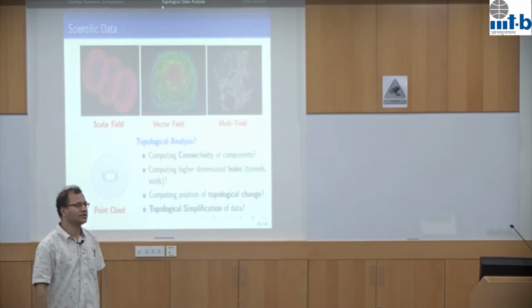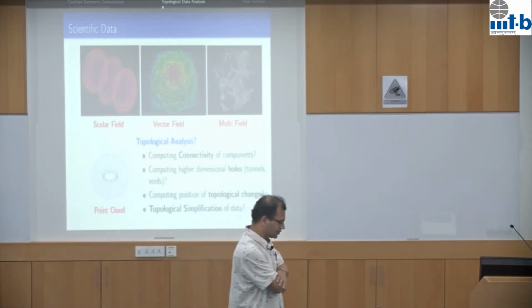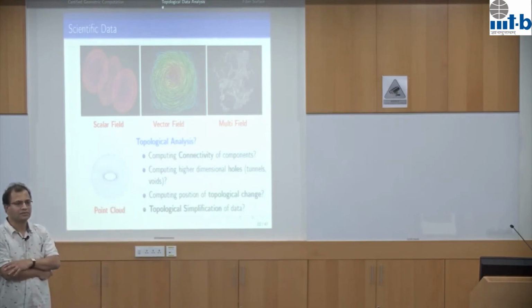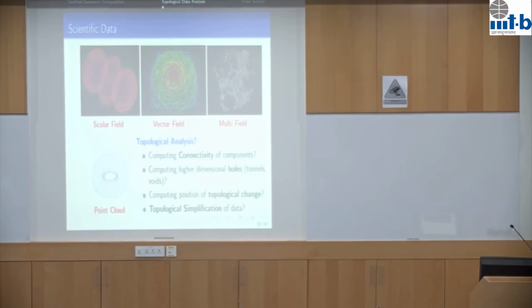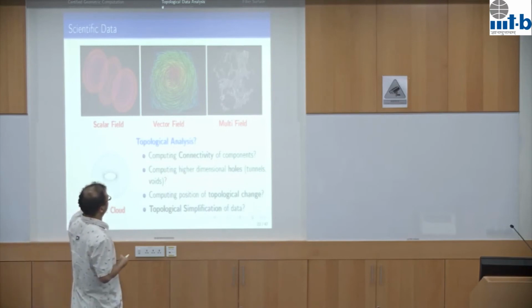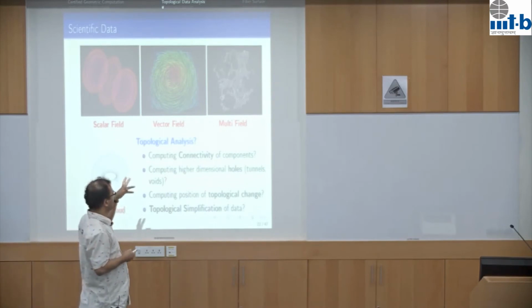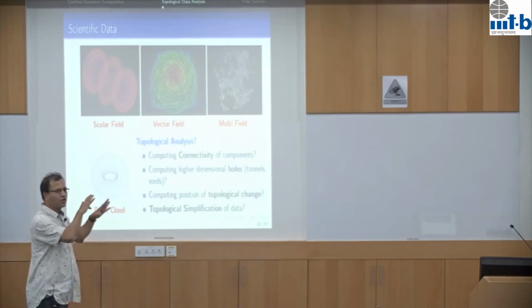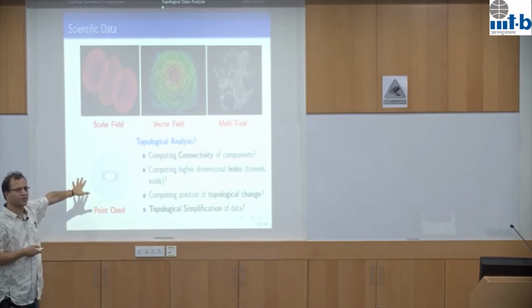Our next topic is topological data analysis. Here the goal is to extract certain kinds of topological features from the data. By data we mean, for example, a scalar field, like this electron density of a hydrogen atom, and this simulated vector field. This is a multi-field where multiple scalar fields interact with each other, like this data taken from cosmology, where we have white and dark matter. That's a simulated field, but more than two scalar fields are there. And this is a point cloud.